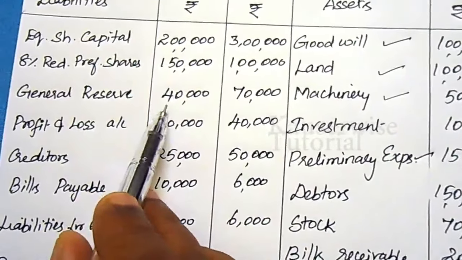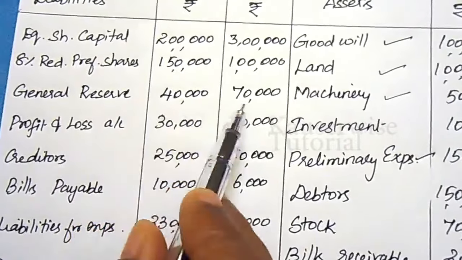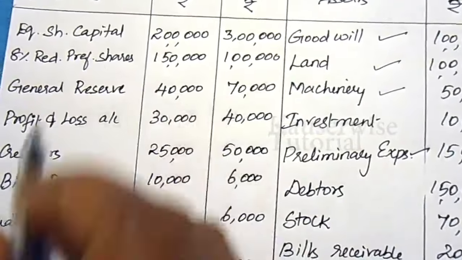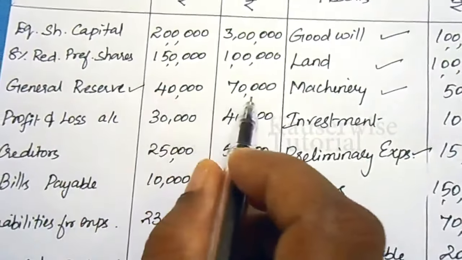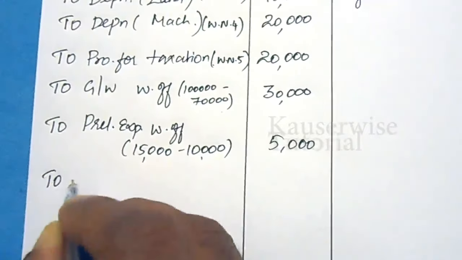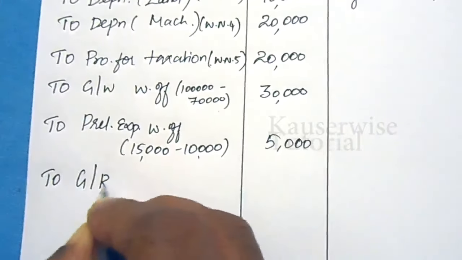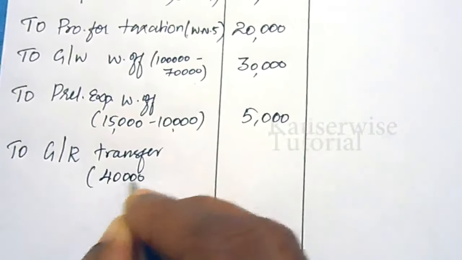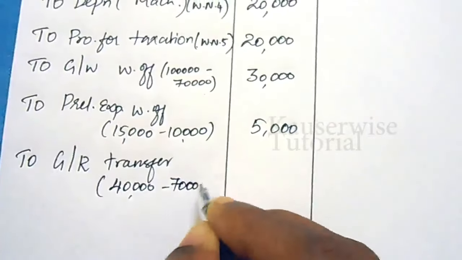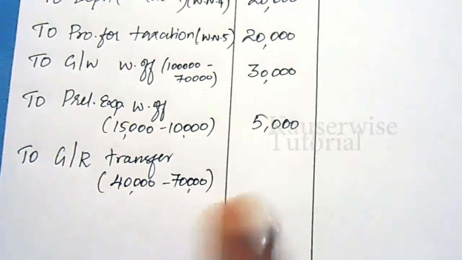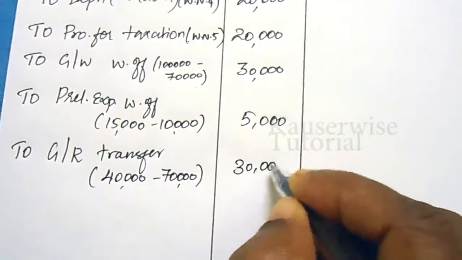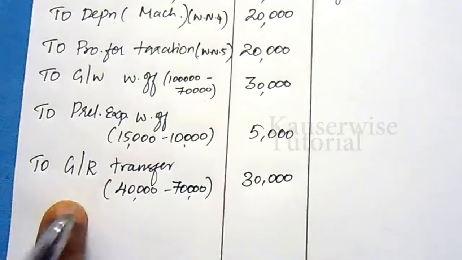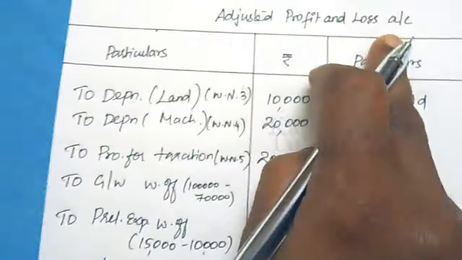Here we are preparing the adjusted profit and loss account. Just find the difference and enter it under the debit side. What is the difference? 30,000. Enter it on the debit side of the adjusted profit and loss account: to general reserve transfer. Last year 40,000, current year 70,000. How much increased? 30,000 increased. So enter it here. It is a non-fund item, that is a paper transaction. This will be entered under the debit side of the adjusted profit and loss account.